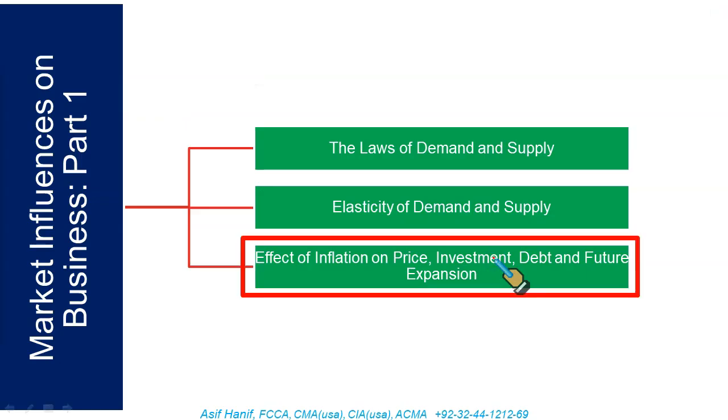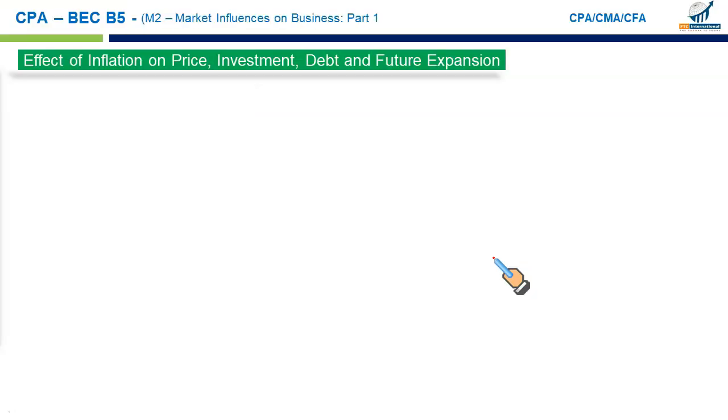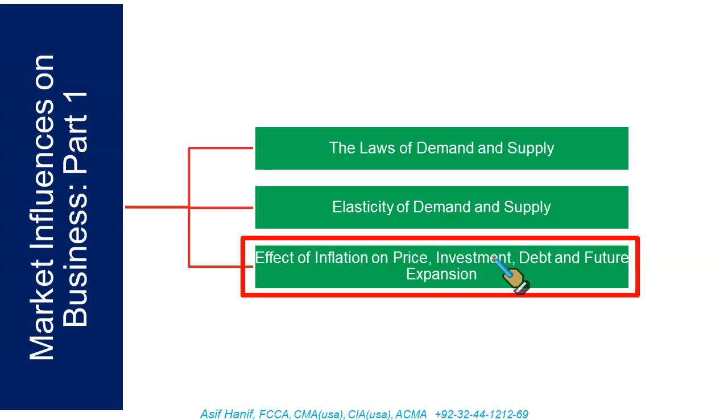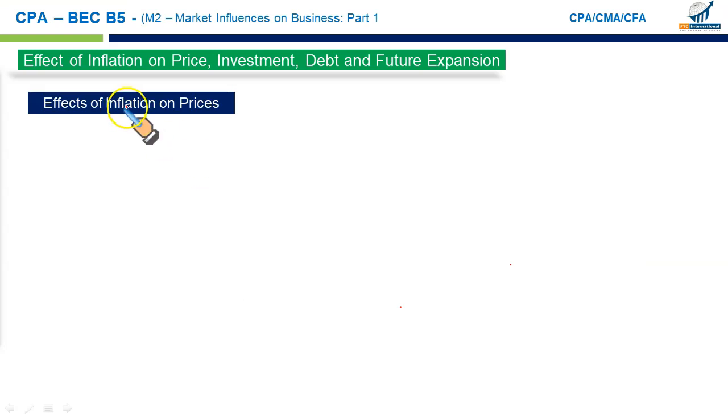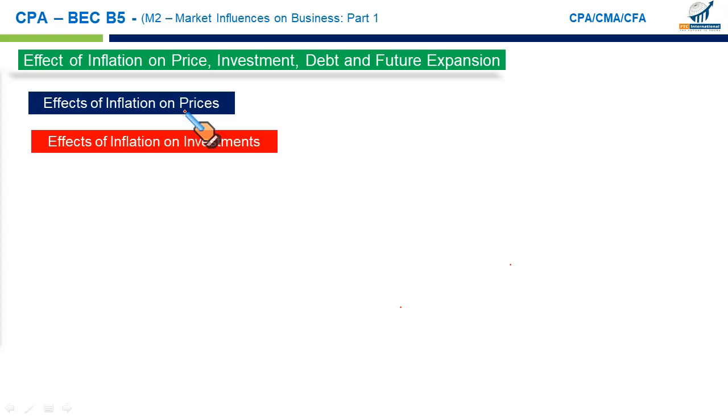Next, we have the effects of inflation on price, investment, debt, and future expansion. Effects of inflation on prices. First of all, we need to know what inflation is. Inflation is a persistent or sustained increase in general prices of goods and services over a period of time. When prices are generally rising in an economy, we say the economy is suffering from a high rate of inflation.